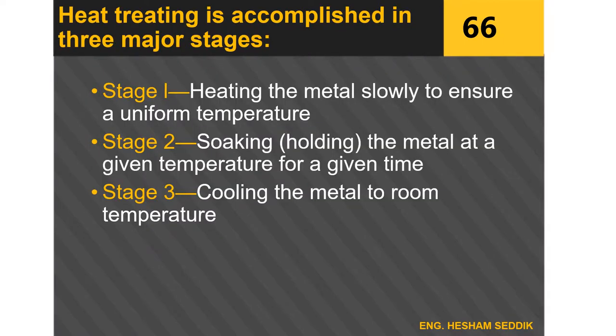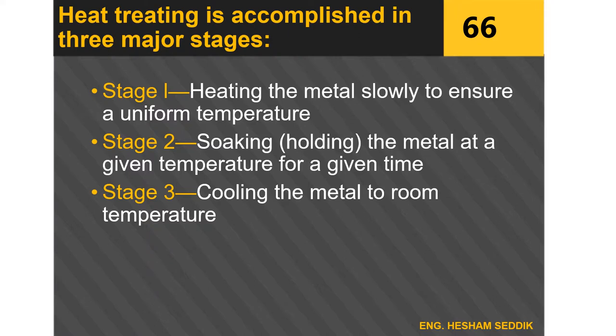We have three stages for heat treatment. The first stage is heating the metal slowly and ensuring uniform temperature. It means if we start the heating of the metal, firstly, slowly increase the temperature and ensure the temperature is uniform within the piece. Secondly, holding time. It means when you reach the temperature for heat treatment, we must hold this temperature for a certain time.